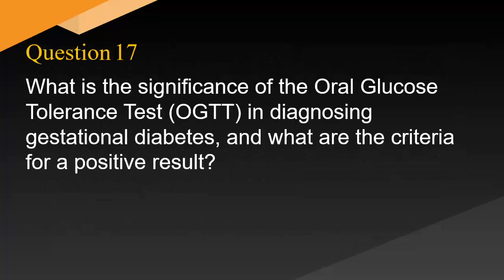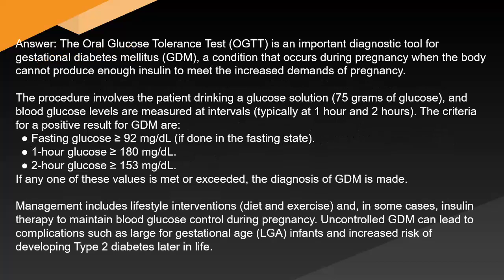What is the significance of the oral glucose tolerance test in diagnosing gestational diabetes, and what are the criteria for a positive result? Answer: the oral glucose tolerance test is an important diagnostic tool for gestational diabetes mellitus (GDM), a condition that occurs during pregnancy when the body cannot produce enough insulin to meet the increased demands of pregnancy. The procedure involves the patient drinking a glucose solution.